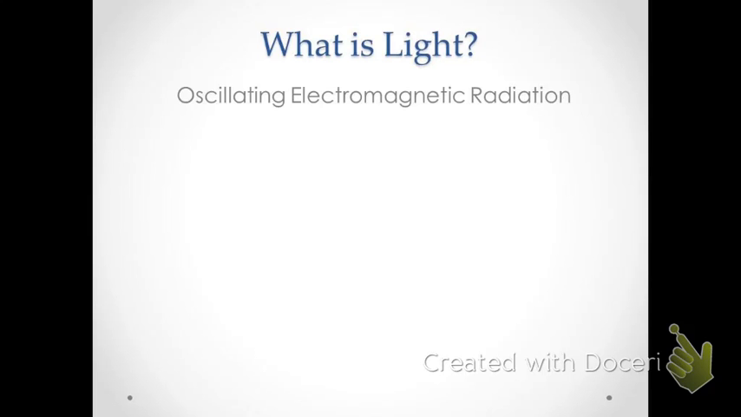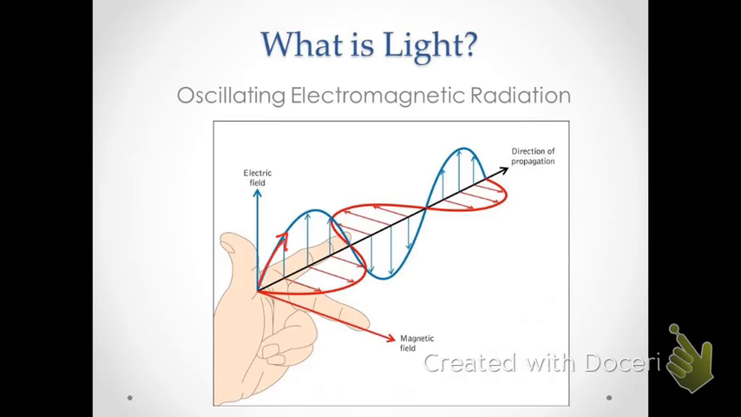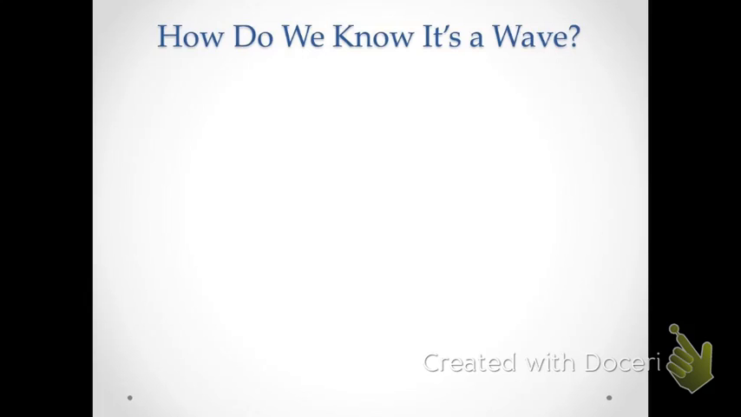quick review of this. First of all, we know that light is oscillating electromagnetic radiation. This means it consists of two fields, an electric field oscillating up and down, as you see in this particular diagram, and a magnetic field oscillating, in this case, horizontally right to left. The electric and magnetic fields are perpendicular to each other as light propagates through space.